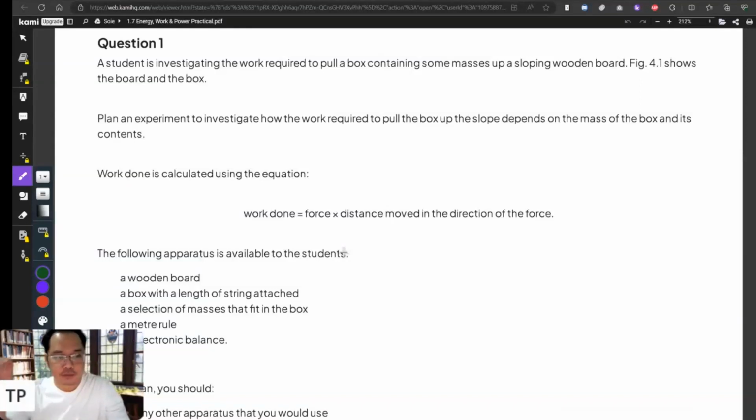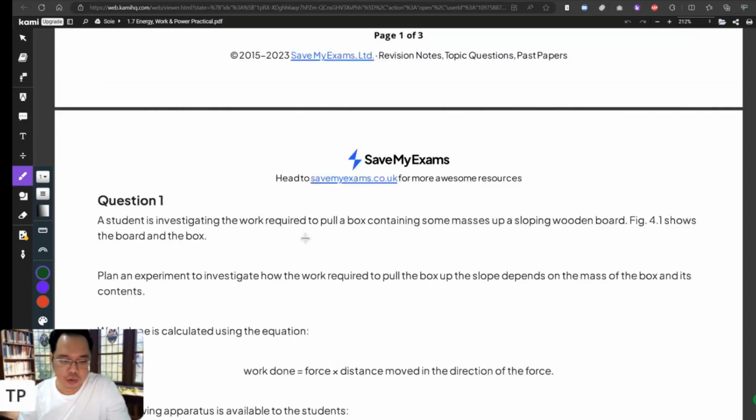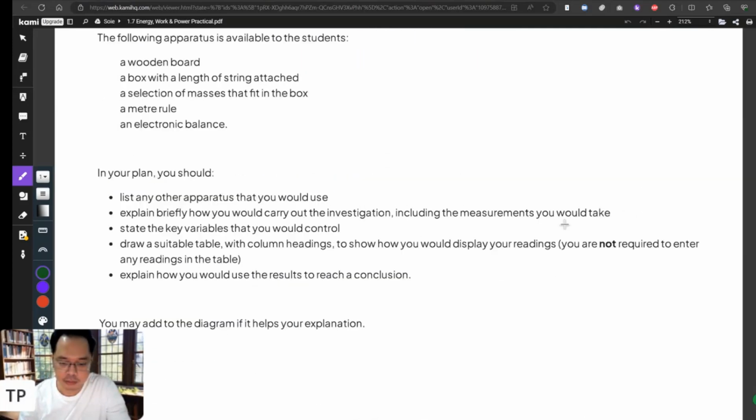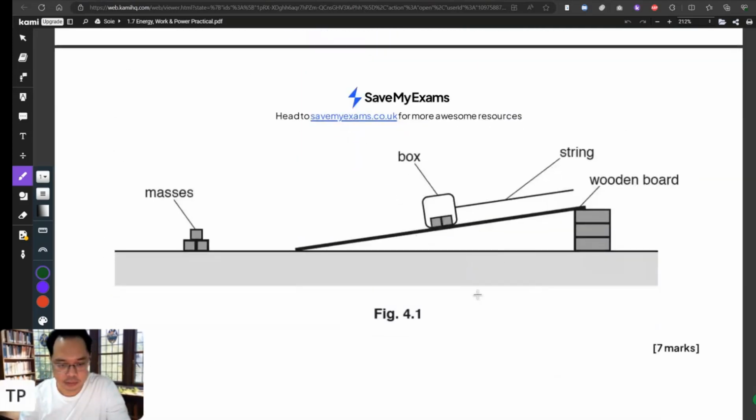A student is investigating the work required to pull a box containing some masses up a sloping wooden board, shown in figure 4.1. Where's the figure? Okay, here. A string is used to pull a box containing some load.